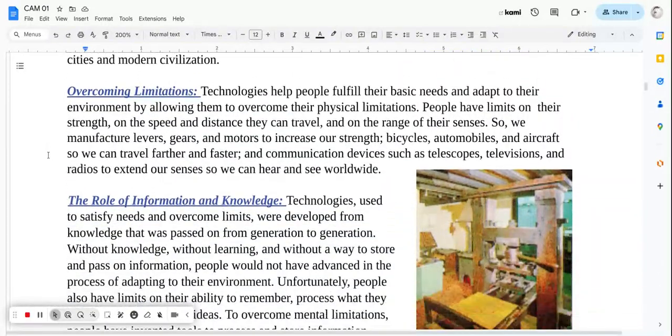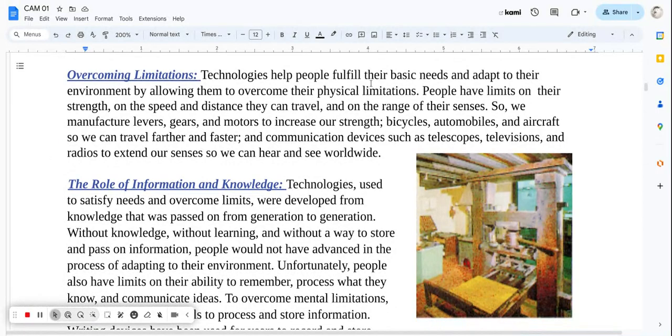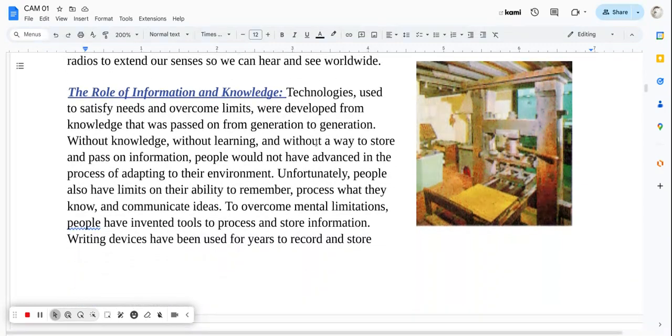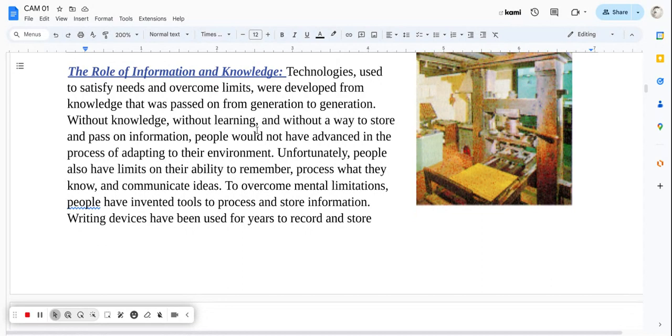Moving on, limitations. Limitations are overcoming people's limits and increasing different capacities that we have. So by using gears, motors, and other tools, we're able to use our intellect to overcome certain physical barriers. The role of information and knowledge. Technologies is used to satisfy and overcome limits that were developed from knowledge.